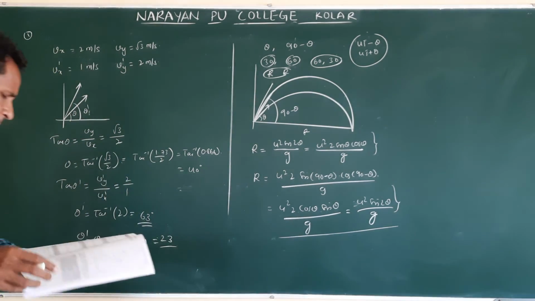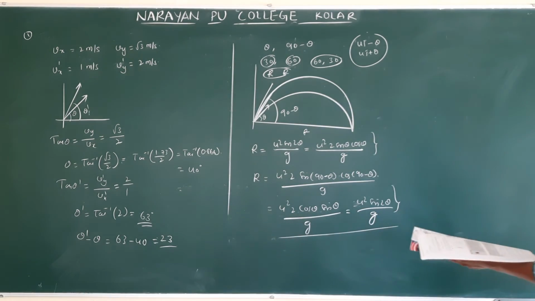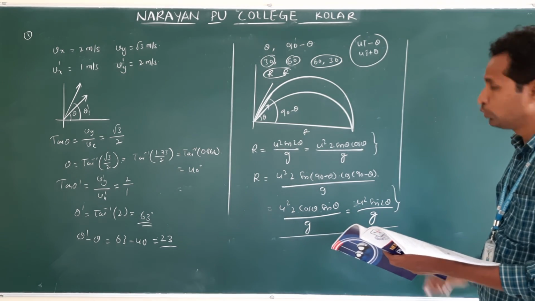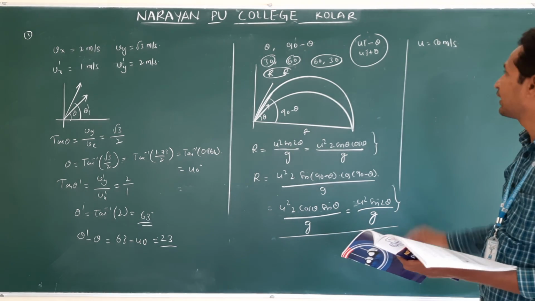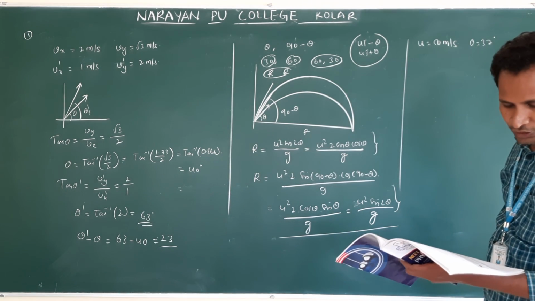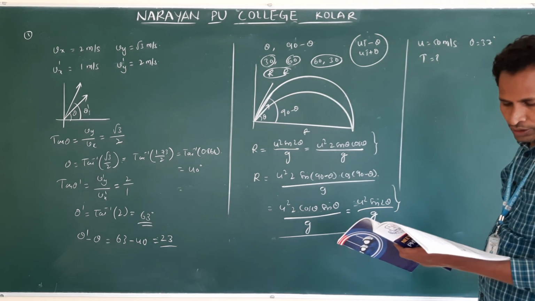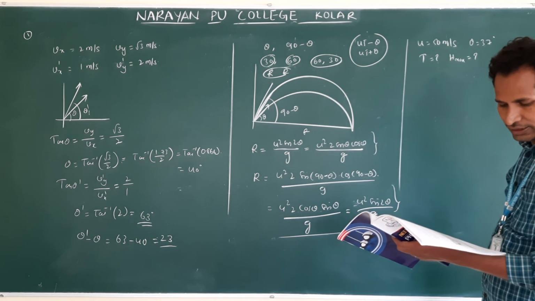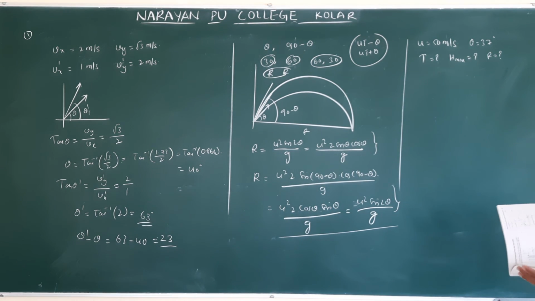Now come to the example problem. A particle is thrown with a speed of 50 meter per second at an angle of projection 37 degrees. What is that? u, the initial projected speed. Next, with an angle theta is equal to 37 degrees with the horizontal. Find the time of flight, which is nothing but capital T. Next, maximum height, h max. Next, horizontal range R. Okay, understand?